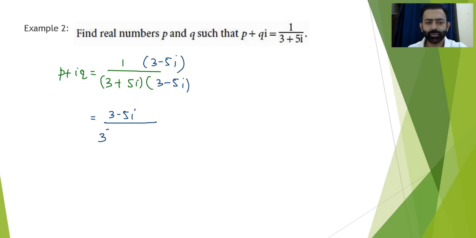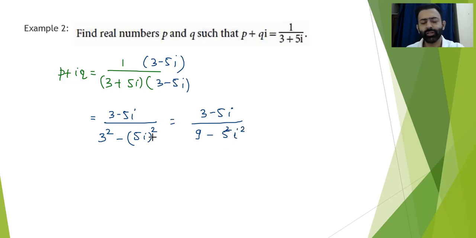That means this is 3 square minus 5i whole square, right? That means this is 3 minus 5i over 3 square, which is 9, minus 5i square. I have to write this as 5 square into i square, splitting the exponent to both the terms 5 and i. So here it turns out to be 3 minus 5i over 9 minus, 5 square is 25 and i square is minus 1.